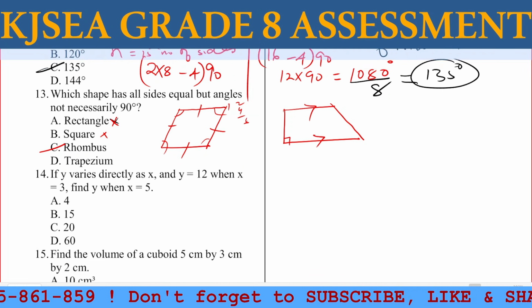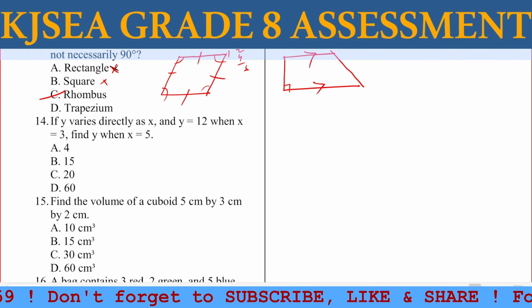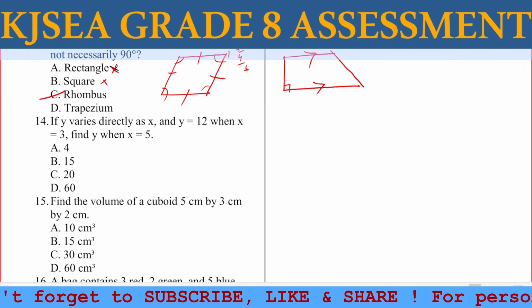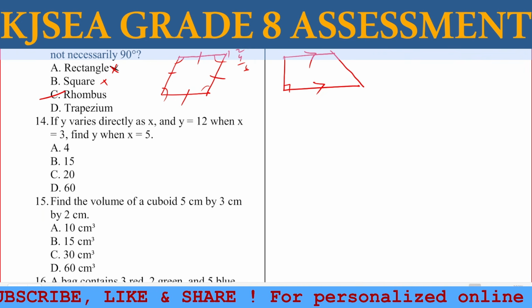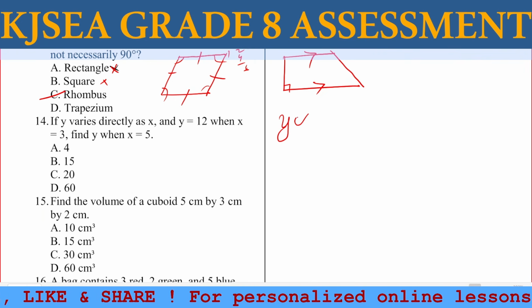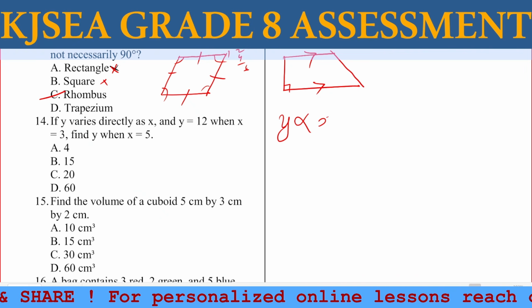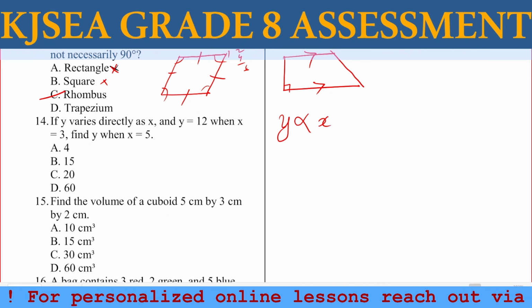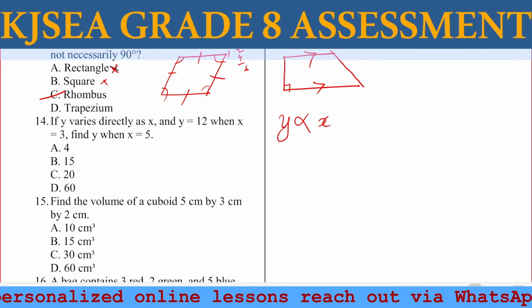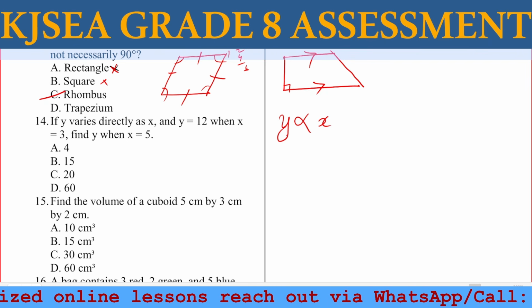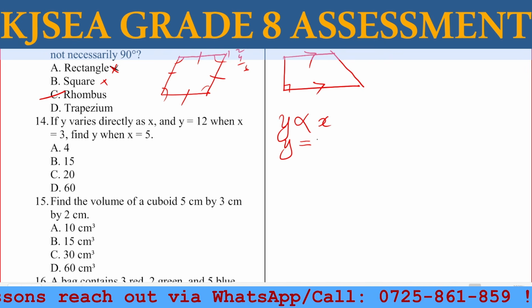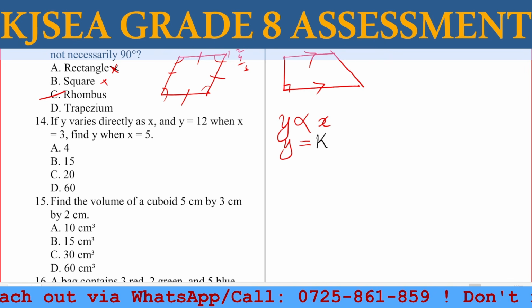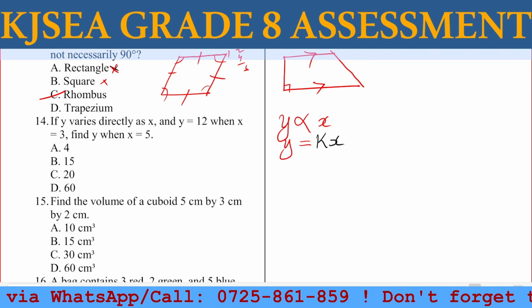Question 14. If y varies directly as x and y is equal to 12 when x is equal to 3, find y when x is equal to 5. So y varies directly as x. That is how we write that, using the sign of proportionality. Then, when you remove this sign of proportionality, you must introduce a constant. Constant, like let's say letter k, then x, like that.